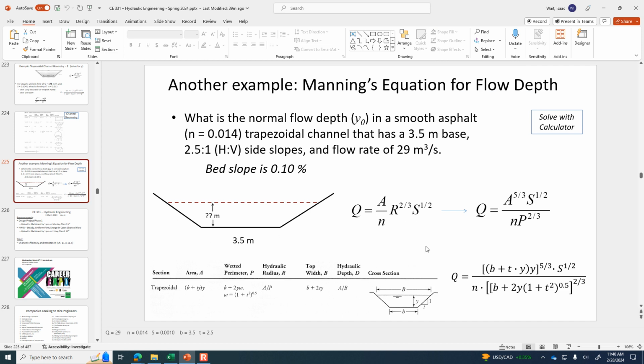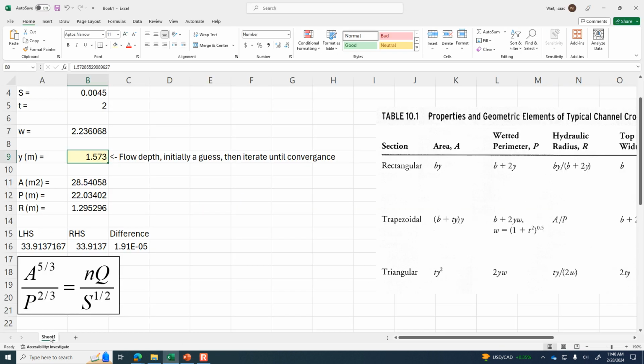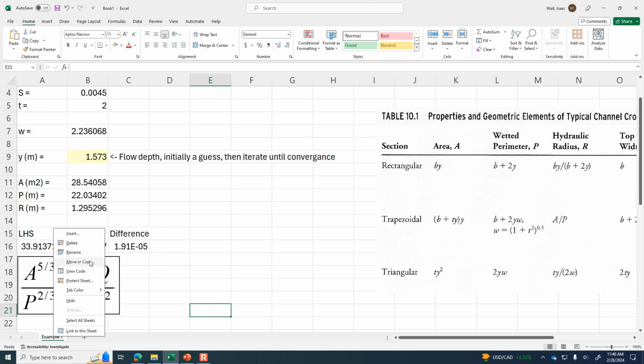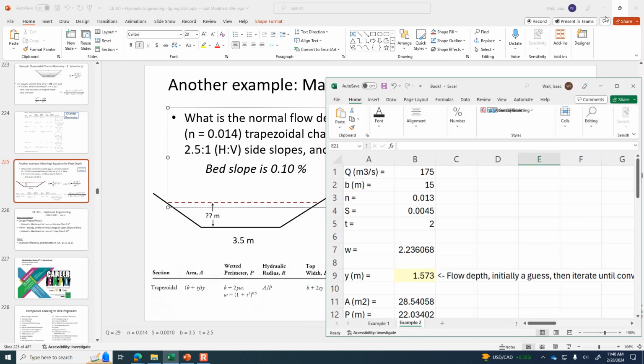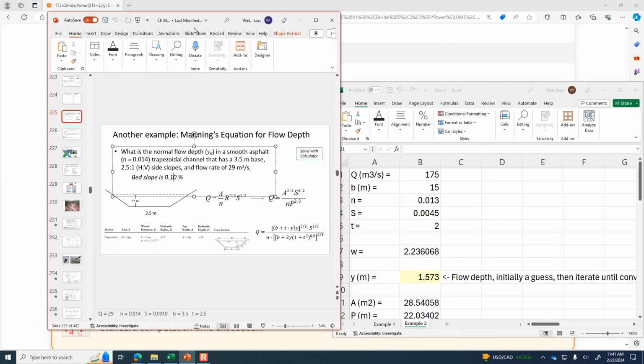Same thing, trapezoidal channel. We've just got a different flow rate, a different T, different Manning's n value, different bed slope. So everything's different, but the process is the same. If you set up that spreadsheet, what I suggest is we have this first sheet be example 1 from today. Then if we duplicate it, right-click, copy, create a copy, we'll let this next one be example 2. All right, so what's new in example 2? Let's copy down the problem statement here, or the details anyway.